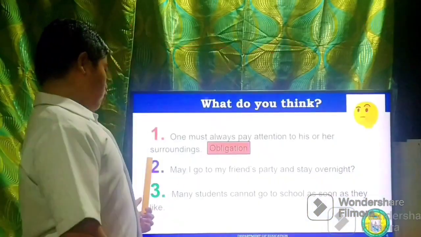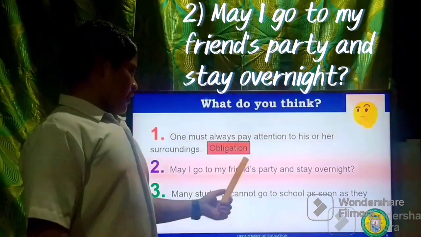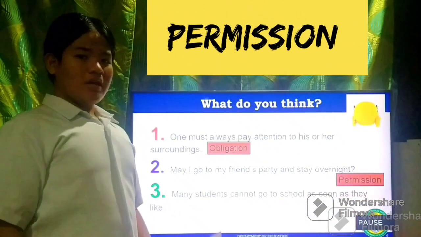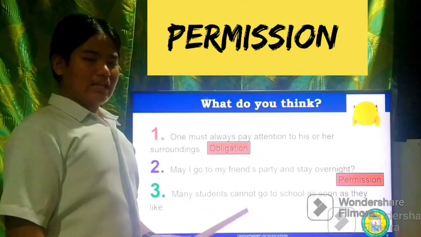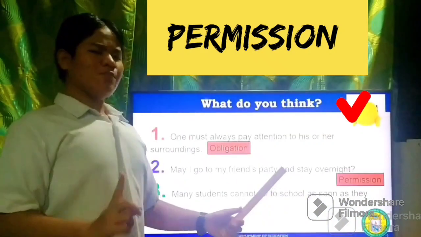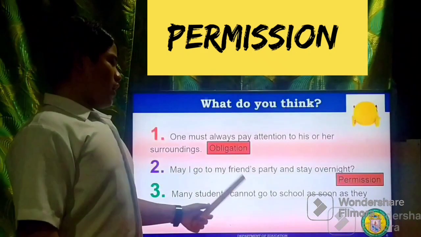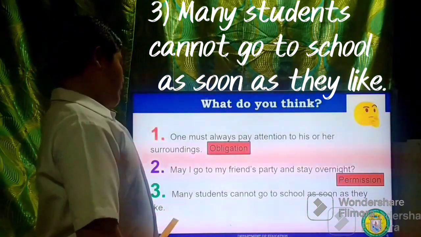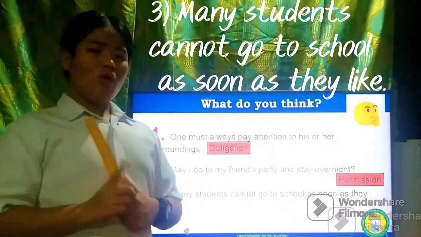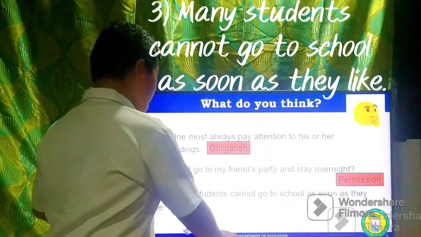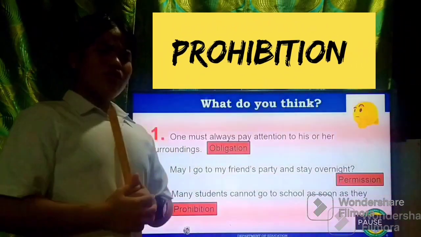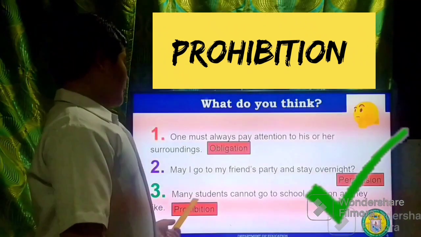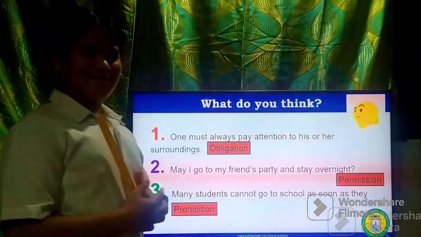How about sentence number 2? May I go to my friend's party and stay overnight? If your answer is permission, you are correct. It is a sentence that expresses permission. Asking permission to go to your friend's party and stay overnight. How about sentence number 3? Many students cannot go to school as soon as they like. What do you think is the answer here? If your answer is prohibition, you are correct. It is a sentence that shows prohibition that many students cannot go to school as soon as they like.